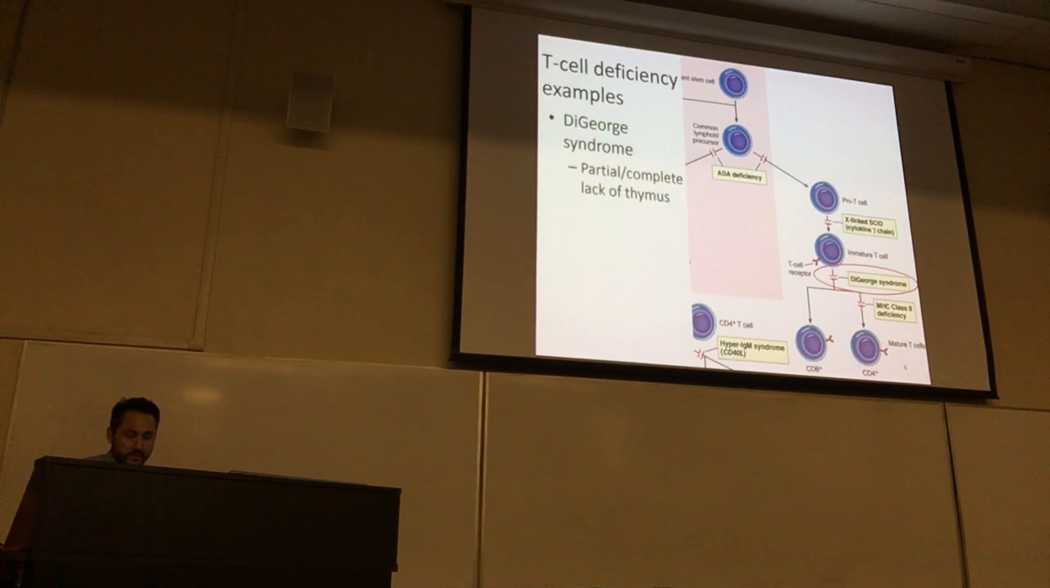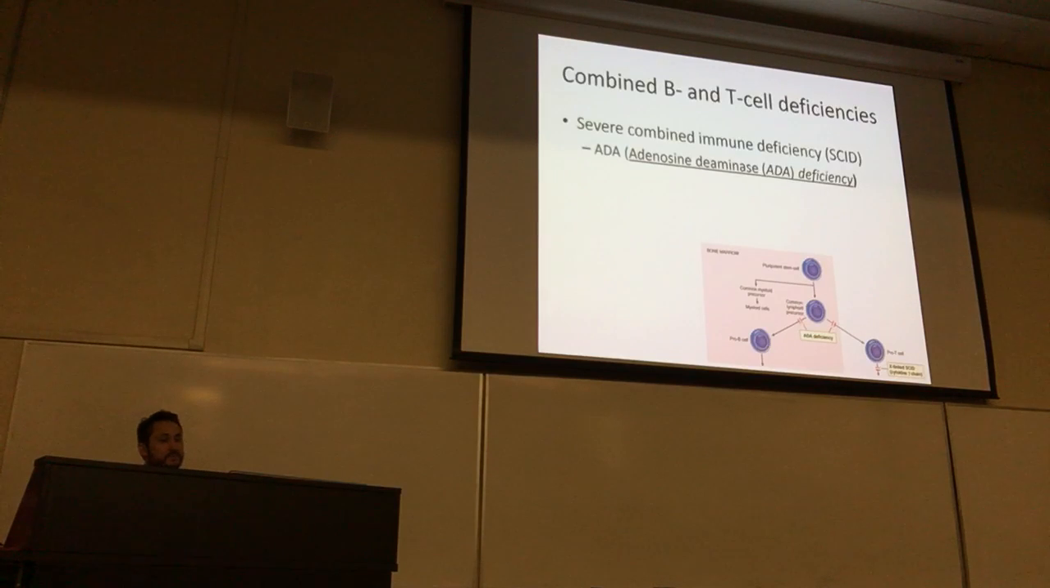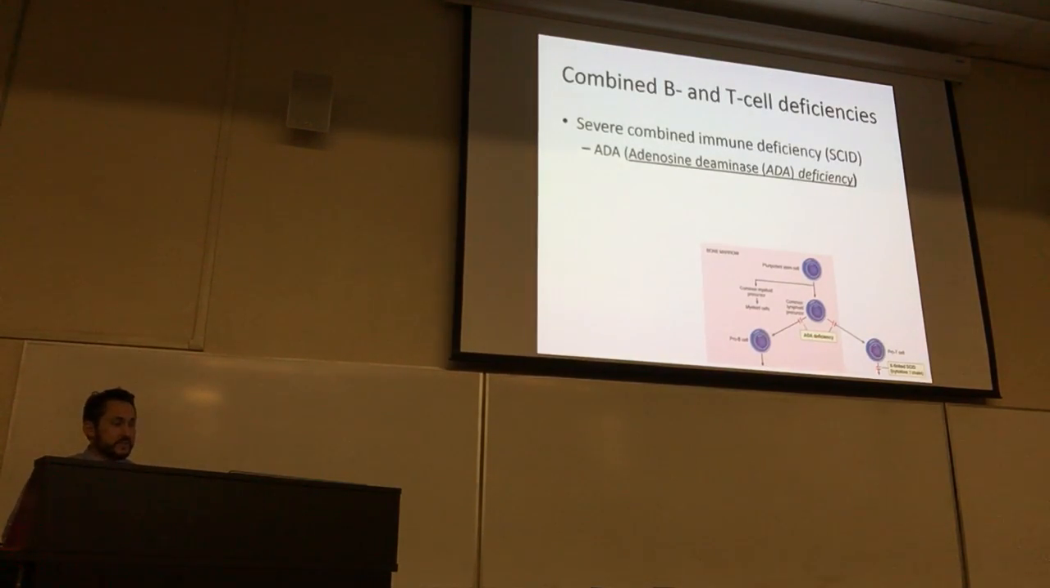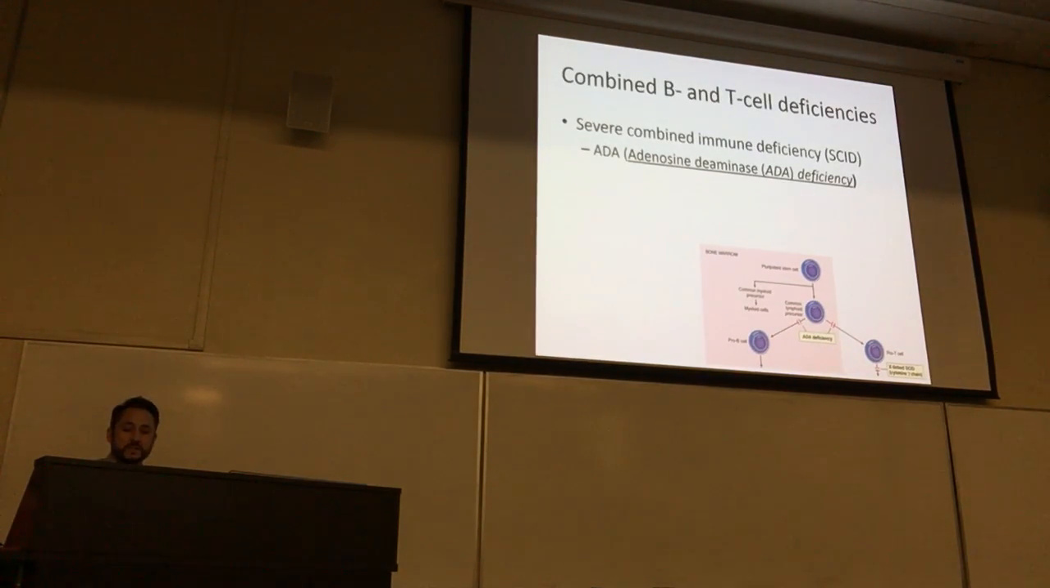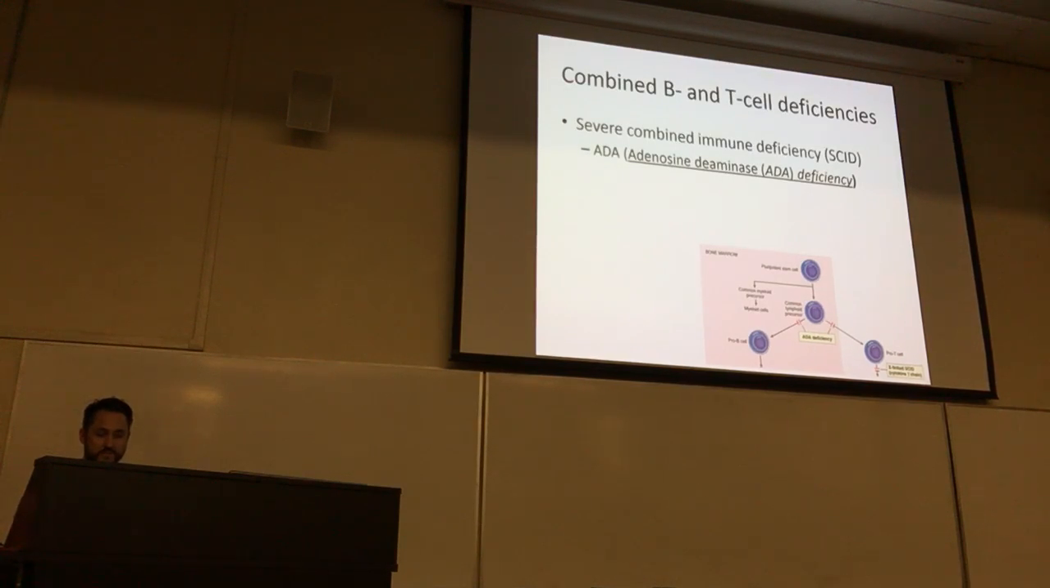Now, the last one that we're going to look at that's a combo is SCID, severe combined immunodeficiency. Another name for it is the ADA deficiency, adenosine deaminase deficiency. So if you look at the very top, this is the pluripotent stem cell, this is the bone marrow. You make the precursor, but you don't make any pro-B or pro-T cells. This is the ADA deficiency. So these patients don't make any B or T lymphocytes.